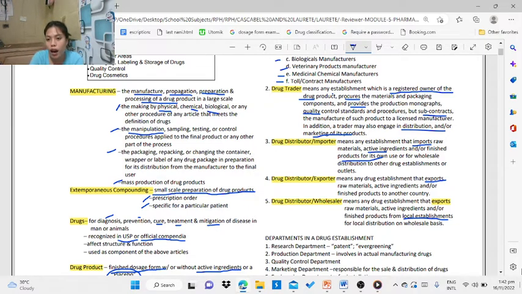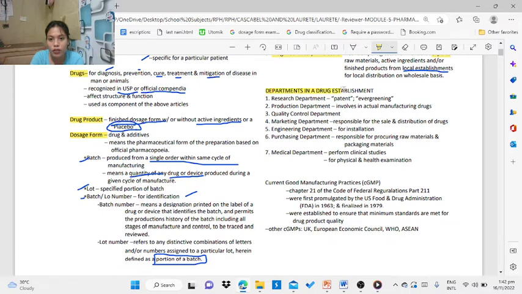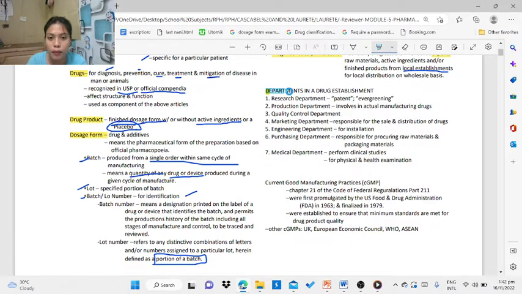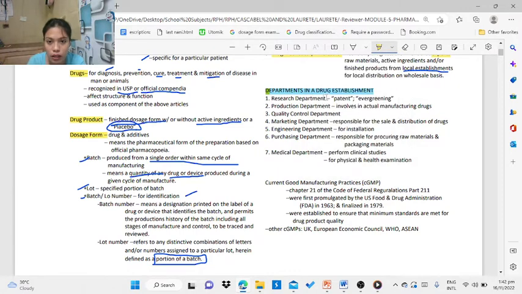So now we have here the departments in a drug establishment. So first, the research department: patent, evergreening, patent, research department.